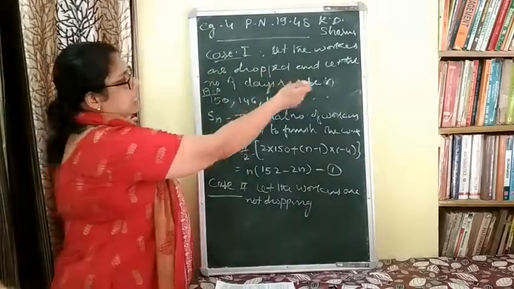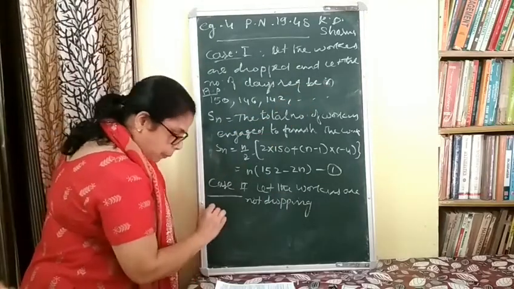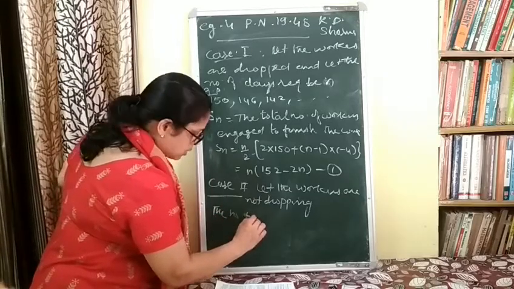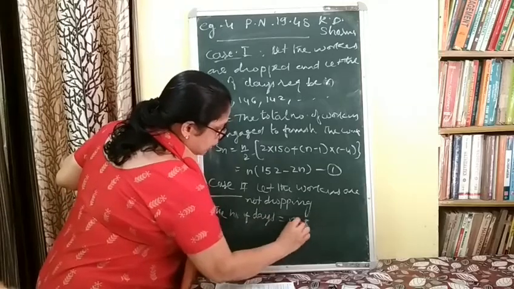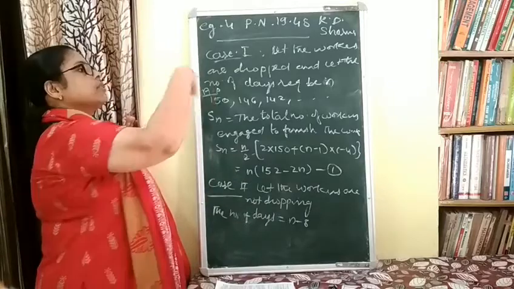आपने total number of days क्या ले रखा है n. Then if the workers are not dropping, the number of days required to complete the work is n minus 8. वर्कर्स ड्रॉप नहीं होता है तो 8 डेज और कम हो जाएगा. वर्कर्स ड्रॉप होता है 8 डेज ज्यादा हो जाएगा.